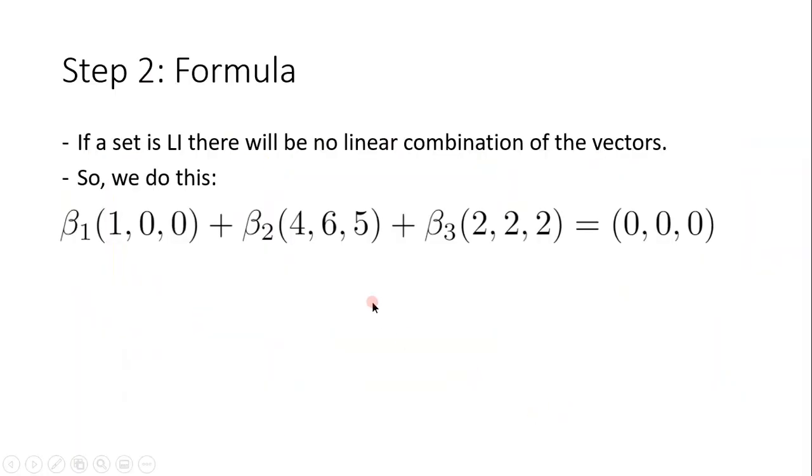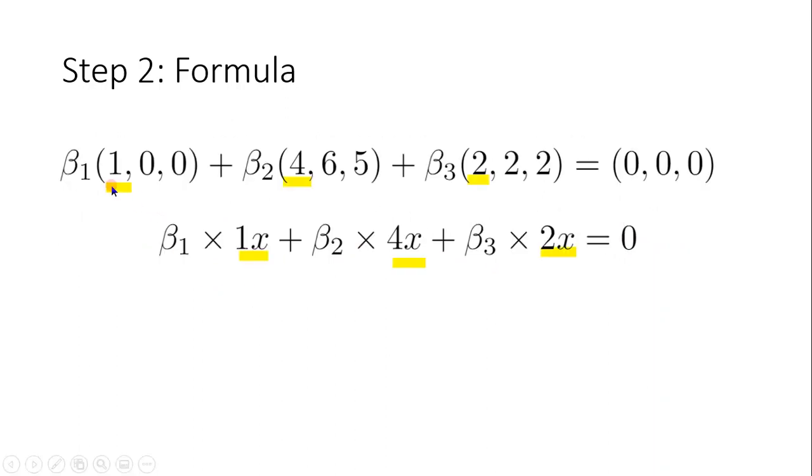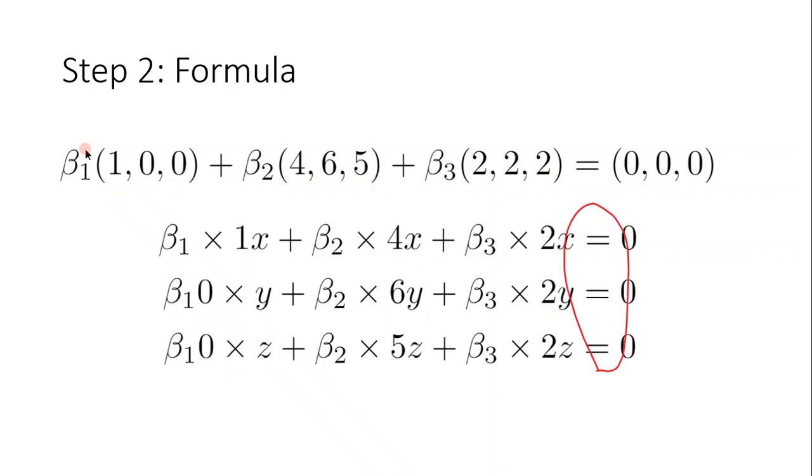So next we apply a formula. If a set is linearly independent, there will be no linear combination of the vectors. So we do this. We equate it to 0, because that means that beta 1, beta 3, and beta 2 have only one unique solution. So essentially, to put this in equation form, is just that what multiple of 1x plus what multiple of 4x plus what multiple of 2x will give us 0. And we apply this to y as well as to z. And of course, don't forget your equal sign because it's a system of linear equations.